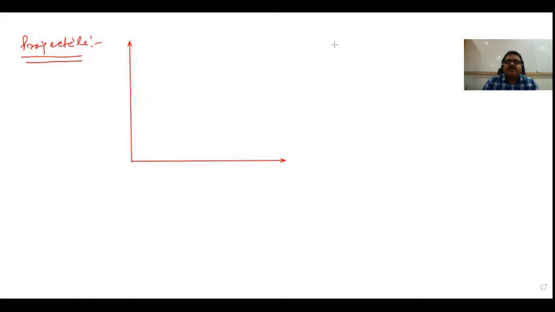So let me tell you what we mean by projectile. Think for a moment about a situation like this. Suppose a footballer kicks a football like this. Correct? So what will happen to the football? It will follow a path like this and ultimately fall to the ground. This kind of motion is called projectile motion.